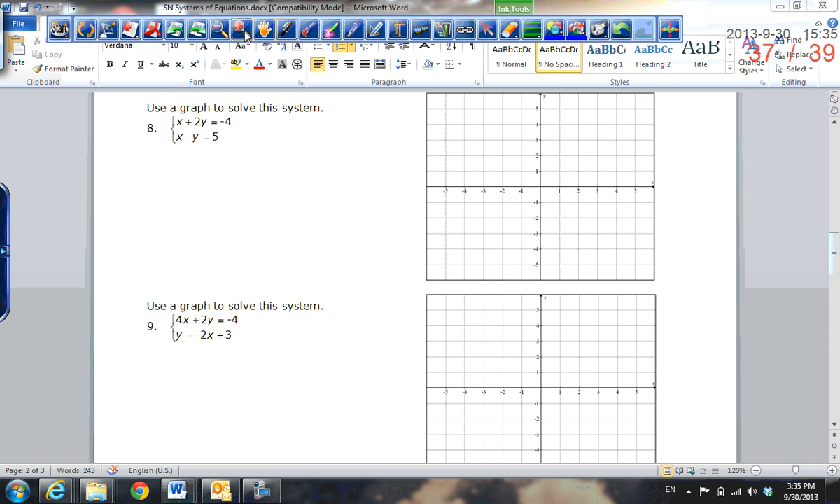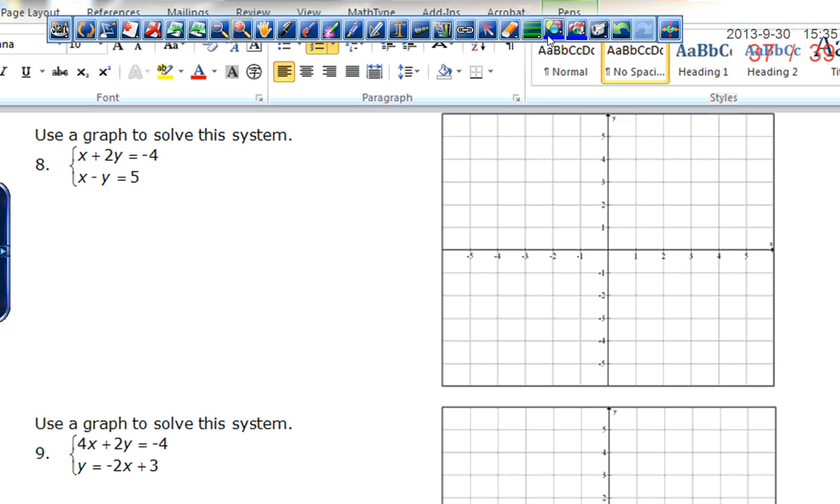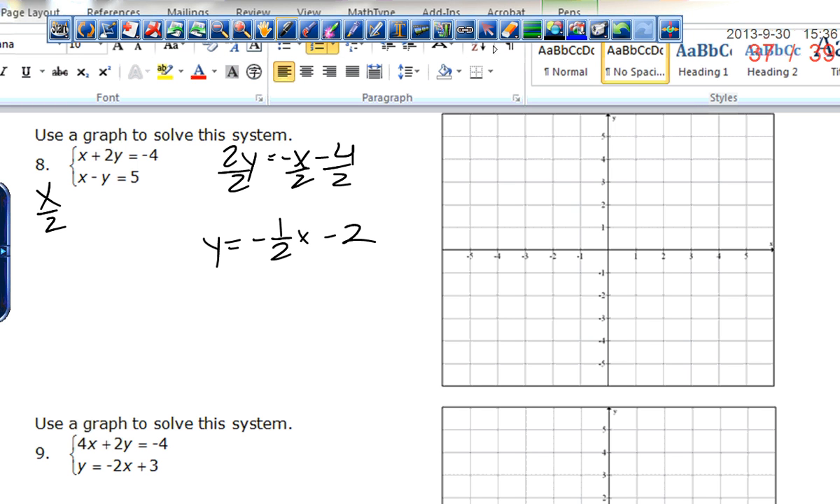Number 8. How do I get y by itself? Subtract. 2y equals -x minus 4. So divided by 2 now. So y equals -2x, we might want to say -1/2x. Why? Because I don't know how to graph x over 2, but I know how to graph 1/2x. It is the same thing, x over 2, but graphing wise, it'd be helpful.